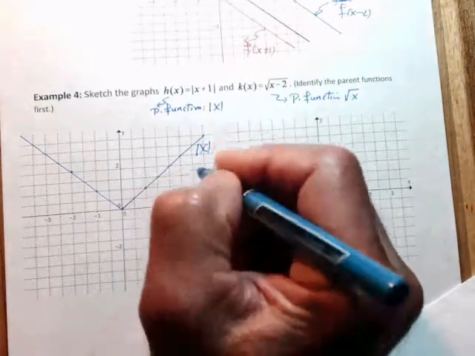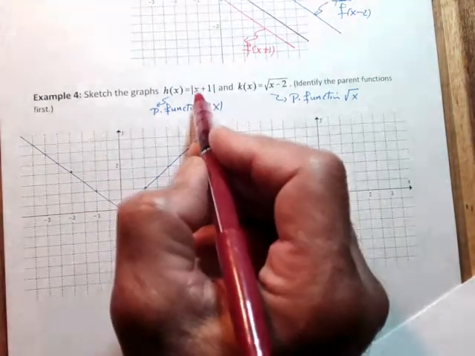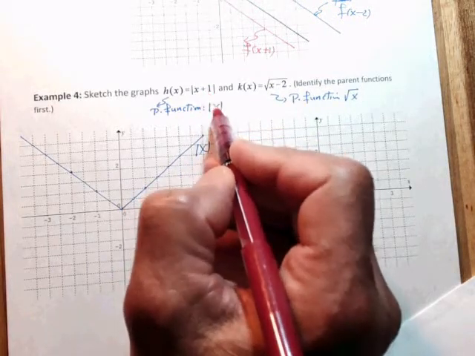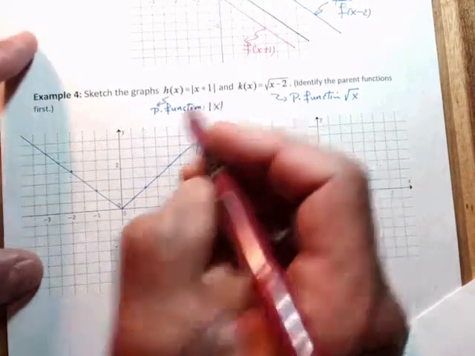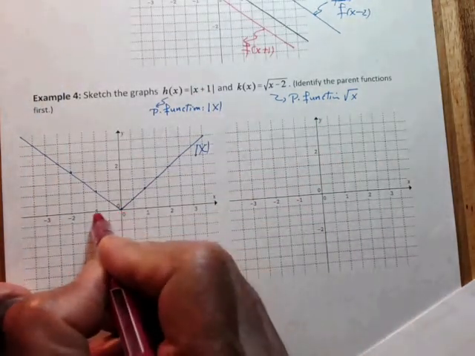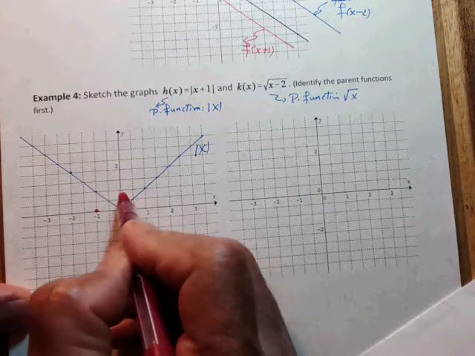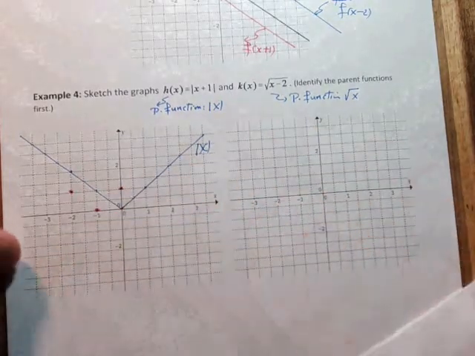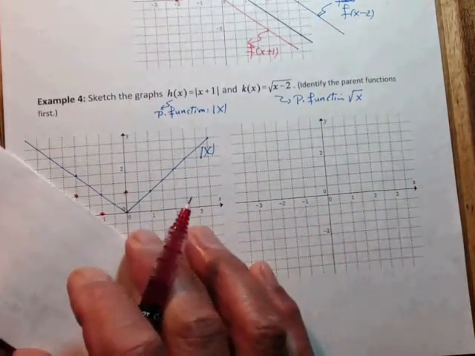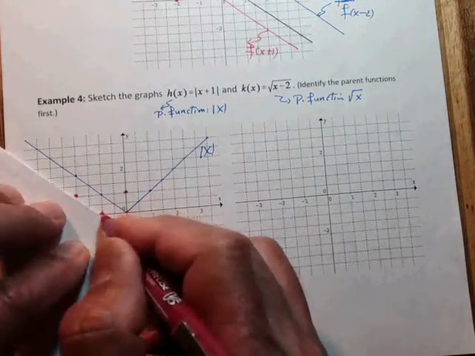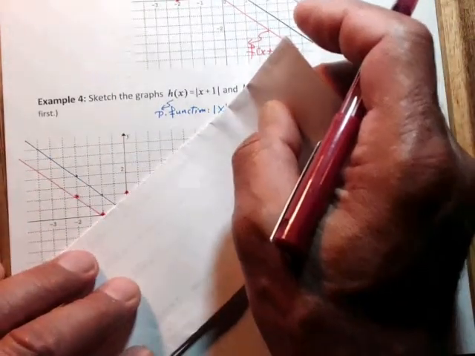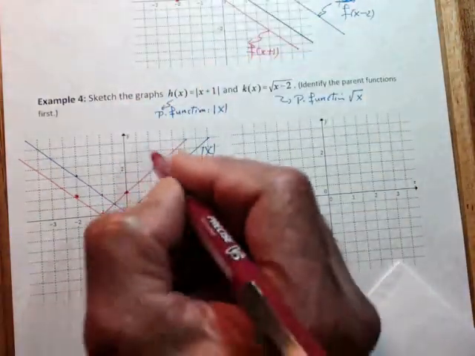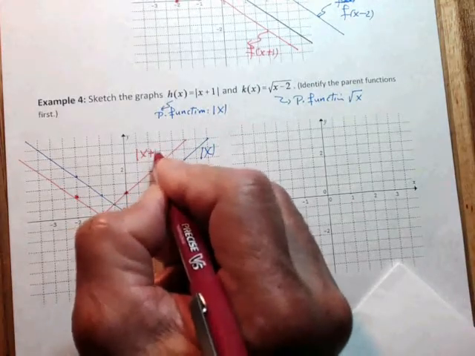Absolute value of x. Okay, then absolute value of x plus 1, you see, it's the same thing, but it added 1 to the x value, so it has to go to the left by 1 unit. So this point 0 goes to negative 1, this point 1 goes to this point, and this point goes right here, and the V shape stays the same. So you get this one, and this, you see, so this is absolute value of x plus 1.